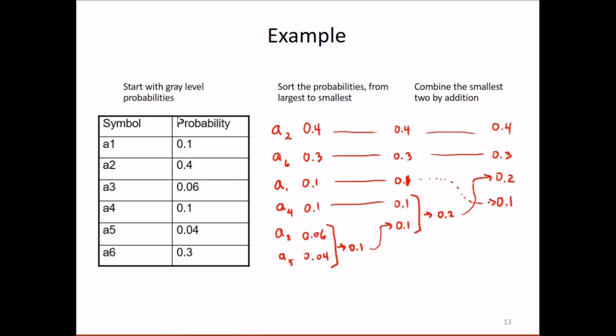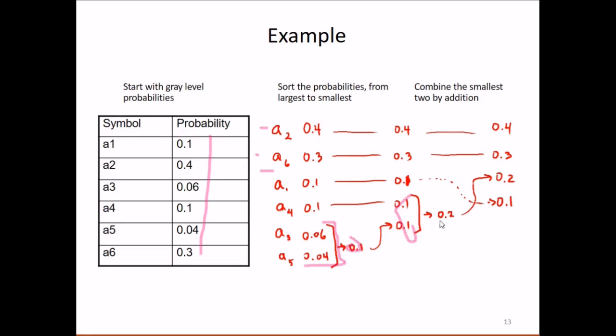Let us take an example. These are the probabilities, these are the symbols, and we start with the gray level probabilities. We sort the probabilities from largest to smallest. So 0.4 is the highest, 0.04 is the lowest. What we do is combine the last two. This is 0.1, again it comes here.